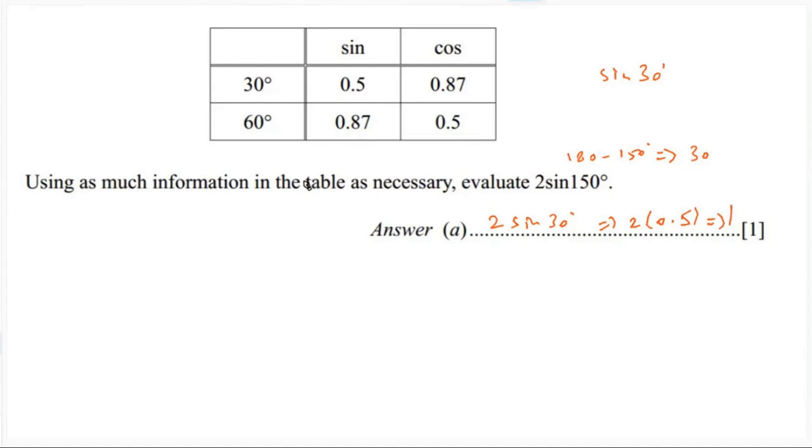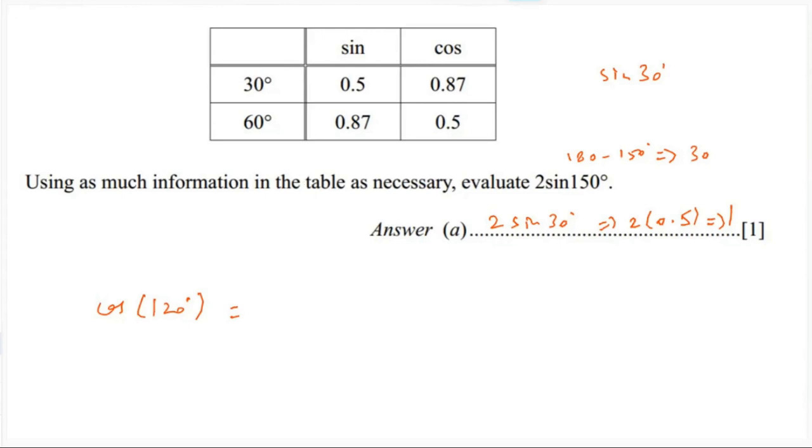ठीक है, इस तरह उसने आपसे पूछा होता what about cos of 120? Cos of 120 क्या है? Anyone? Cos of 120, what is that? Based on this table that is given. Cos of 120. How do you figure that out? 0.5 minus 0.5. Yes, exactly.